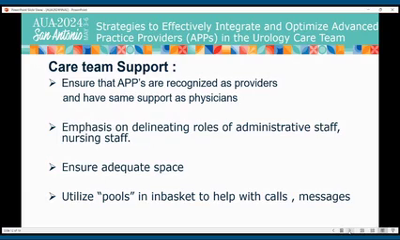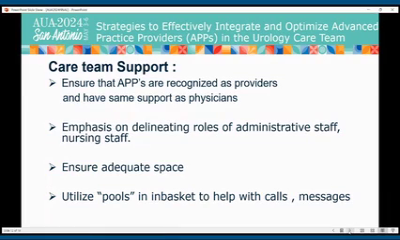And then the other important piece of this is the care team support. This is also part of the collaborative care model, and it's not only support from the physicians, but the support of the entire care team. So we have taken a long time to recognize our APPs as providers and ensure that they have the same support as our physician colleagues do. That means the same amount of space, the same amount of nursing support, the same amount of admin support.